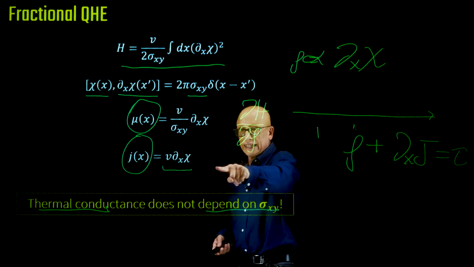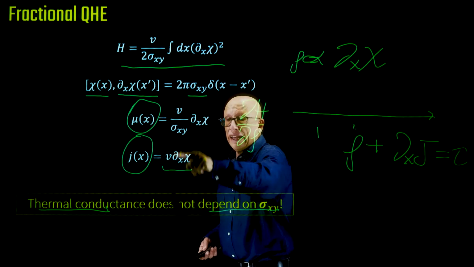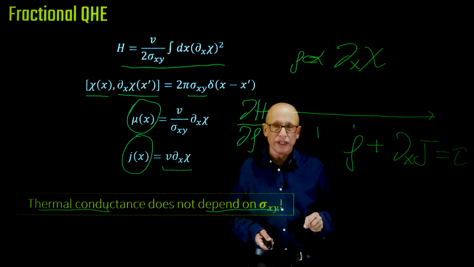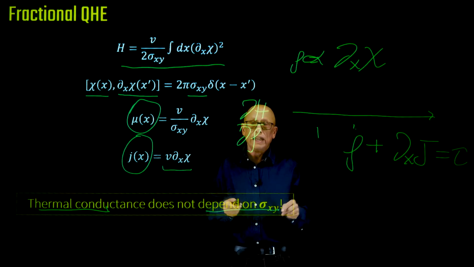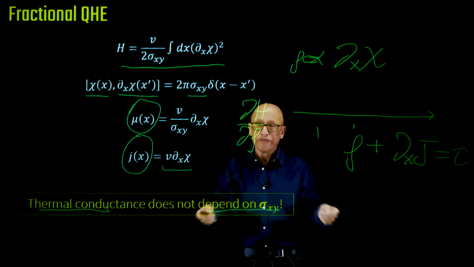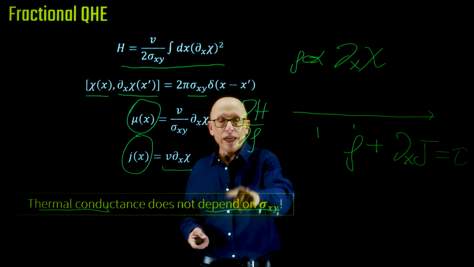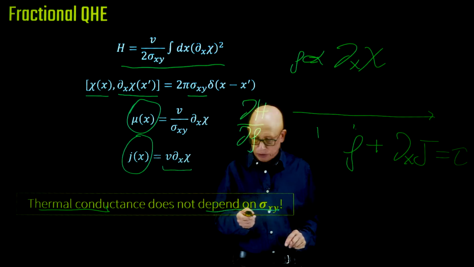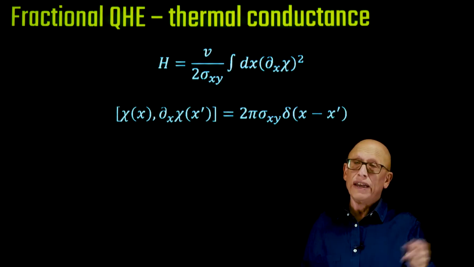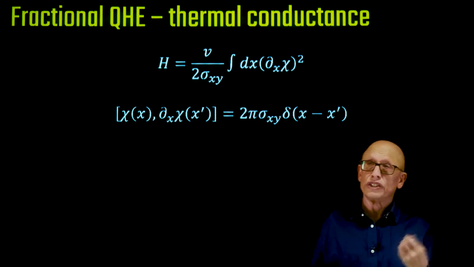It will be just like the electrical conductance, it will be universal. It will be independent of the velocity, but it will not depend on sigma xy. So let's see that happening and then talk about the implications of this.